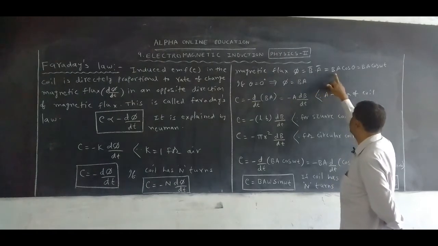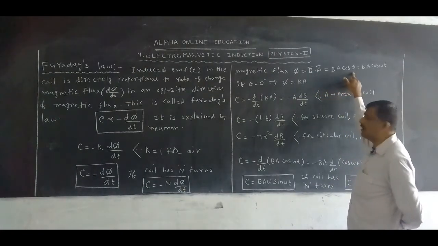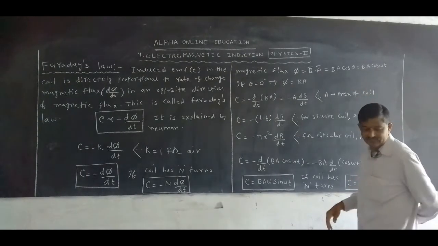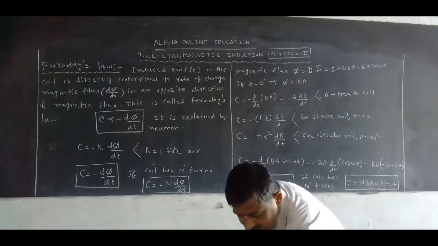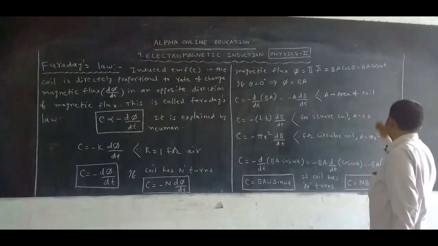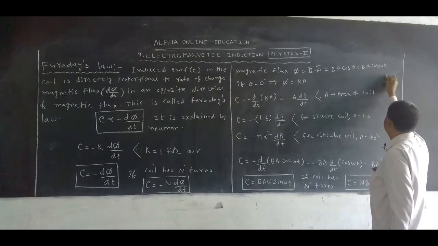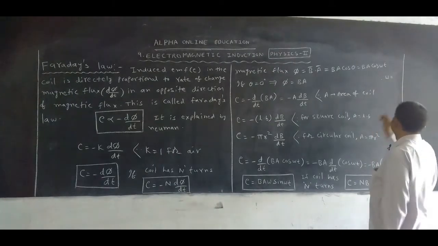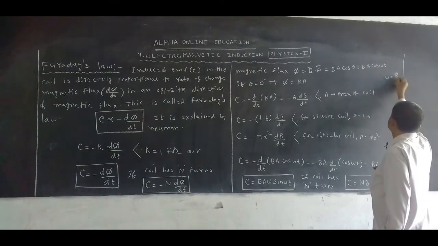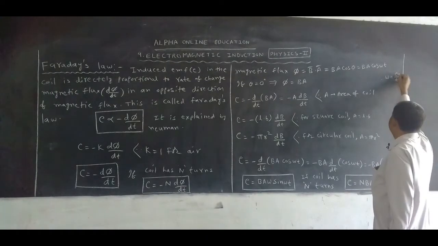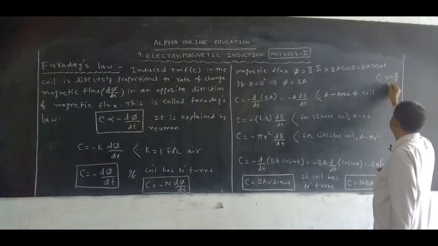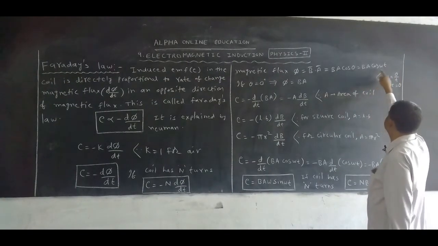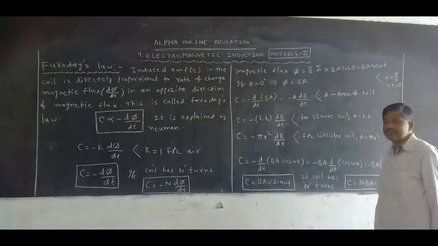If you remove the dot product, we get BA cos theta. What is theta? Theta is equal to omega t. We studied this in first year. How can we get it? We know that omega is angular velocity, which is angular displacement by time. So omega t is equal to theta, and in this way we can write theta is equal to omega t.